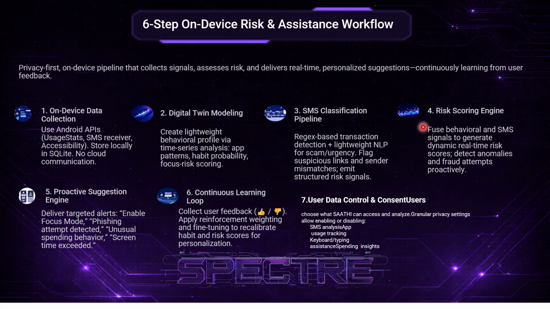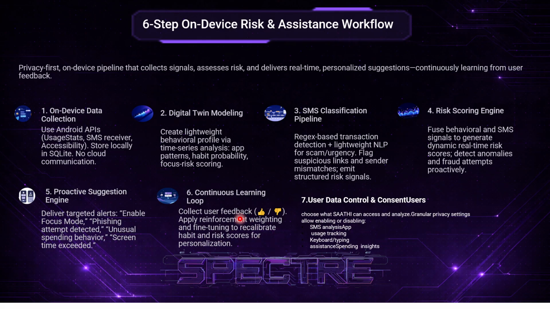The fourth is a risk scoring engine, which is a mix of SMS and behavioral models, which gives you real-time risk scores and detects anomalies. The fifth is a proactive suggestion engine, where you can enable focus mode where no other apps can be used, and it will also suggest to the user if phishing is going on in your phone, or if there is an unusual behavior of any kind.